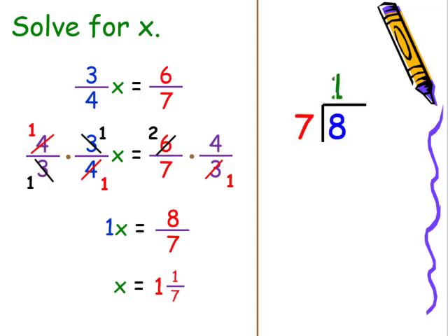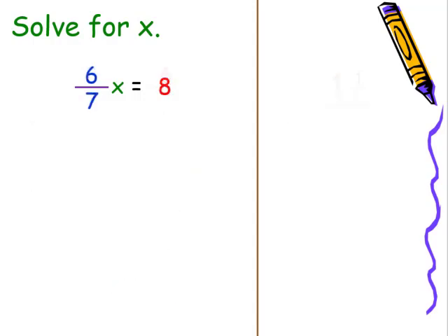8 divided by 7 is 1. 1 times 7 is 7. 8 minus 7 is 1. And our remainder becomes the numerator of our fraction, over 7. Our answer is 1 and 1/7. Let's take a look at the next example.